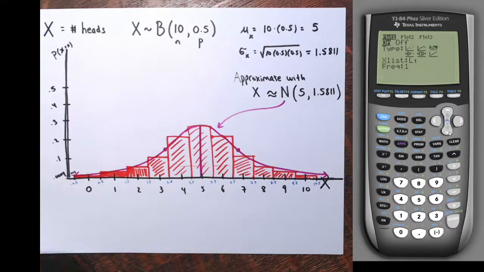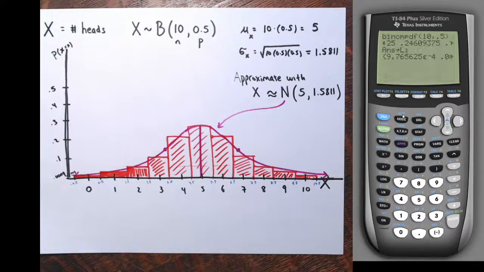And the frequency list. Now usually everything just counts once, but here there actually are frequencies or probabilities. This is your probability list, list 2. Alright, and then I'm going to change the window before I graph.